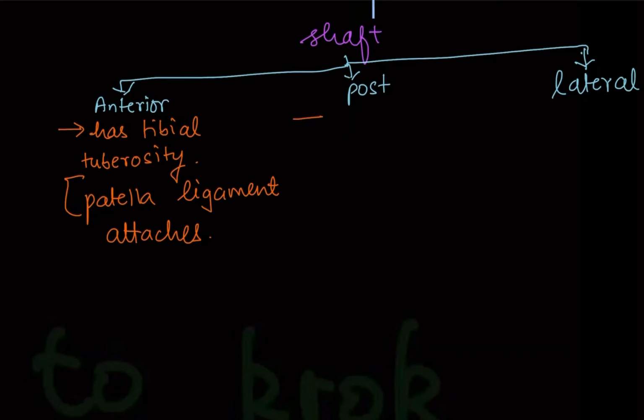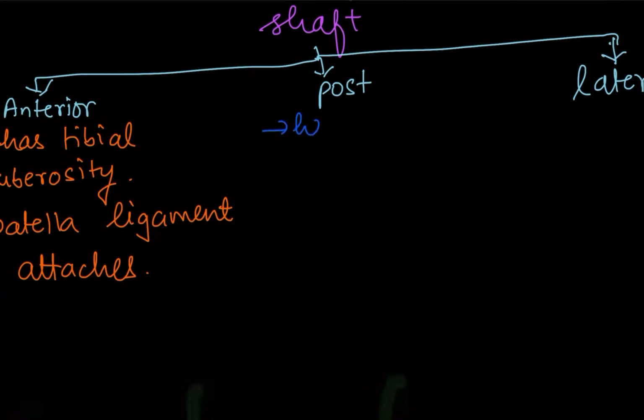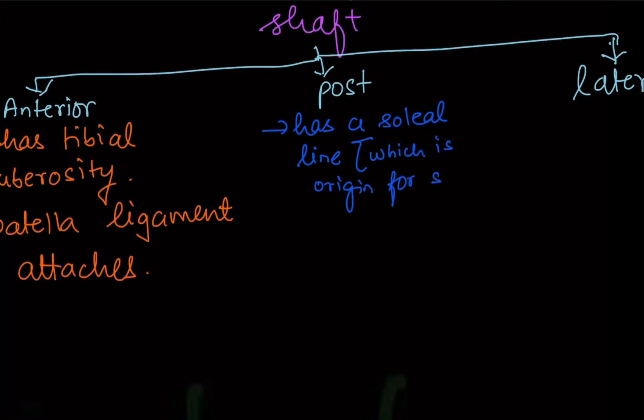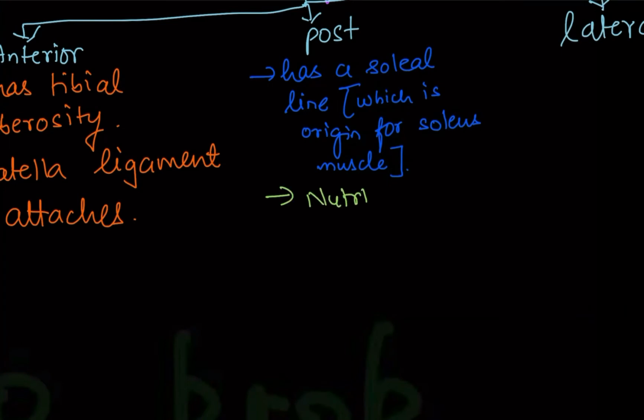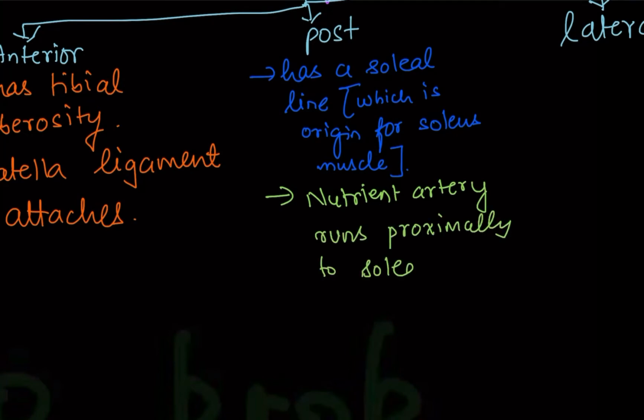Now the posterior surface of the shaft has a soleal line. This soleal line serves as the origin for the soleus muscle. When we do the soleus muscle, you will know about it. So write down, it is the origin for the soleus muscle. An important point that you should write here is the nutrient artery. The nutrient artery runs proximally to the soleal line.